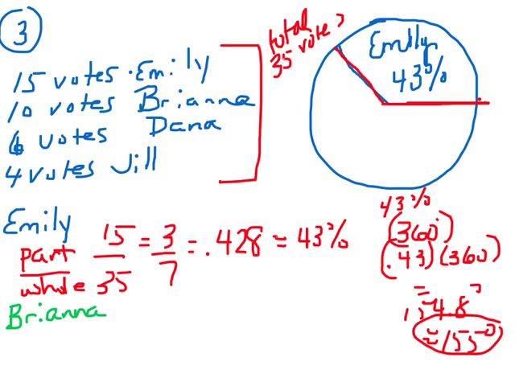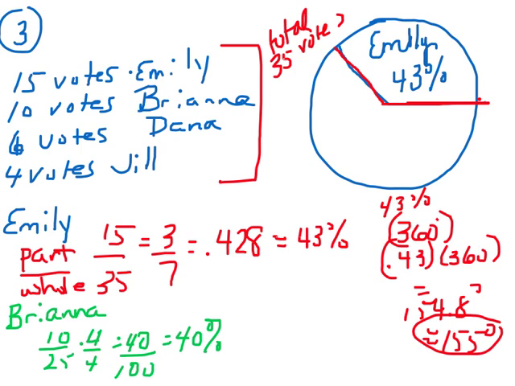Brianna had 10 votes. Her part to whole was 10 votes out of 25. Now, if you divide 10 divided by 25 on the calculator, you're going to get 0.4. I could have reduced that, you know, if I wanted as 100%, I could have said, ooh, I can multiply by 4 over 4 and get 40 over 100, and it's 40%. That's another way I could have done it, which is what I was trying to show you in class.